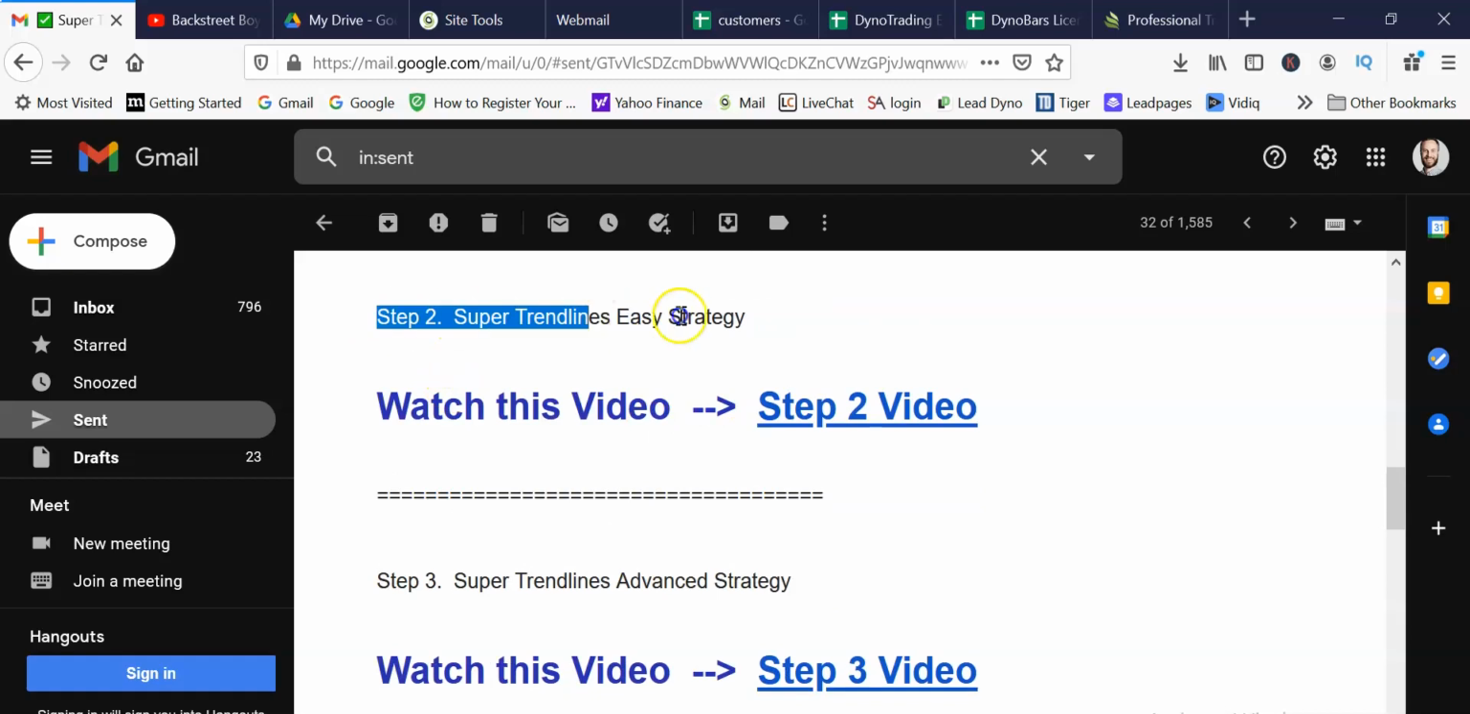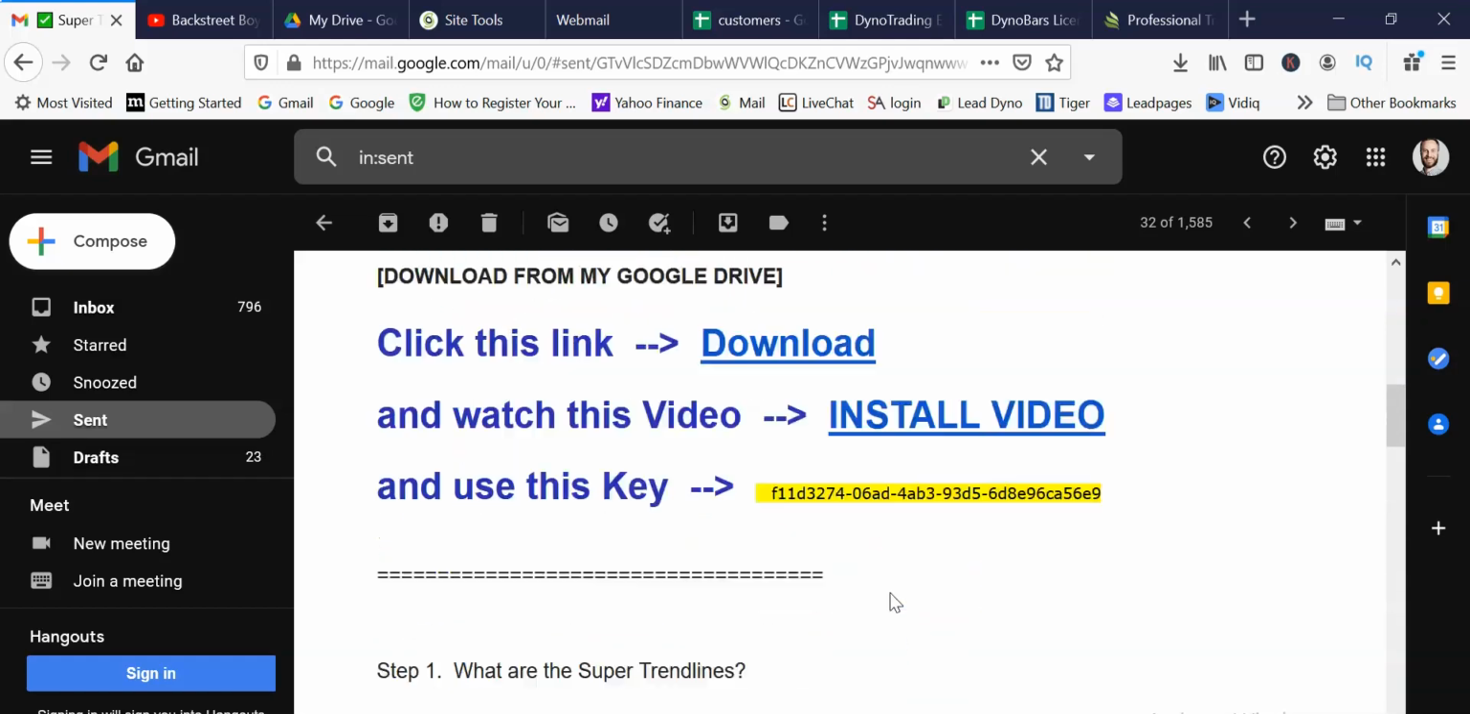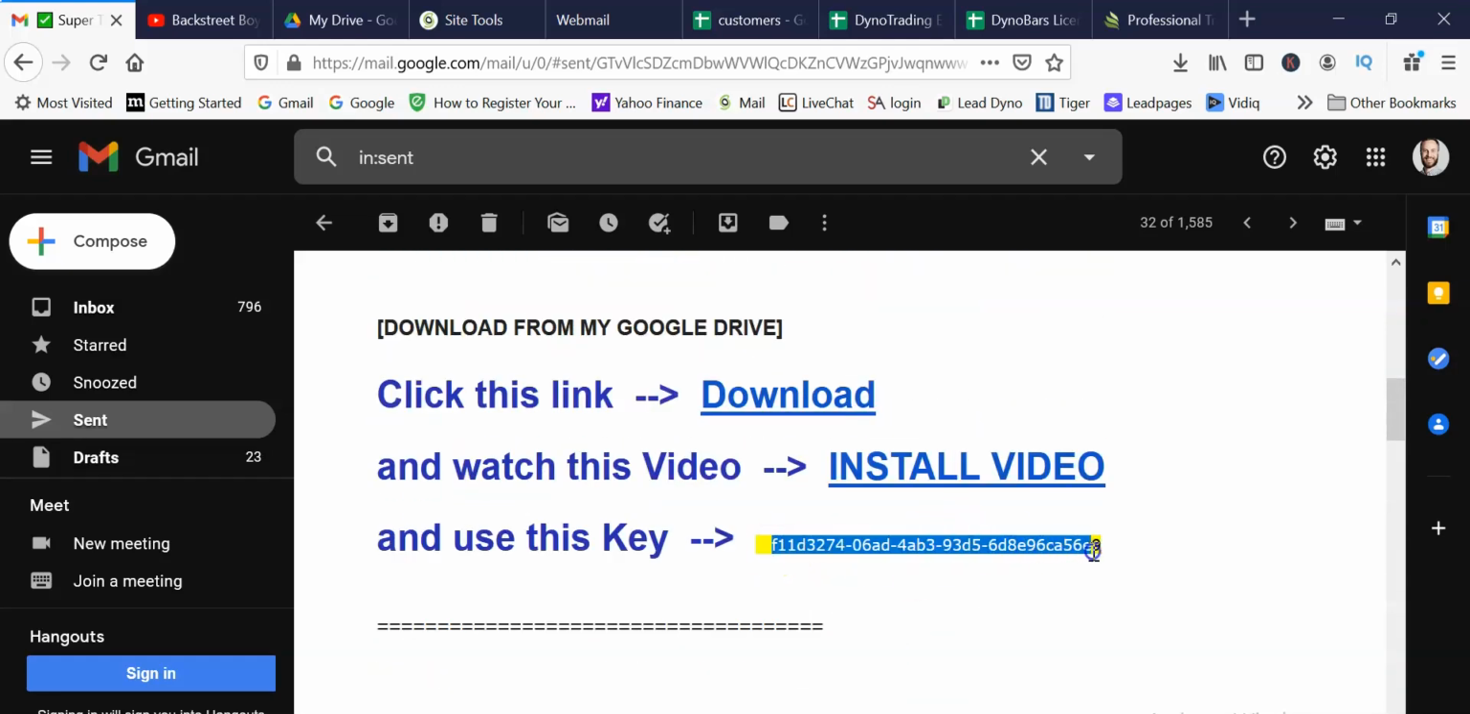And I included a couple of my personal favorite strategies. I feel that most of you are going to fit into one of these two strategies, either the easy strategy or the advanced strategy. And I believe the license key was also included. So again, if you have no idea what I'm talking about when I say Super Trend Lines, please make sure you get in touch with me.